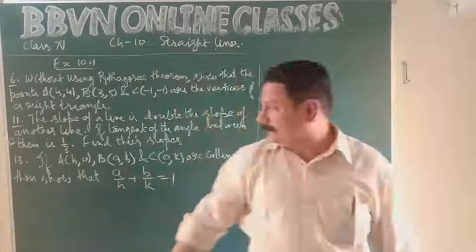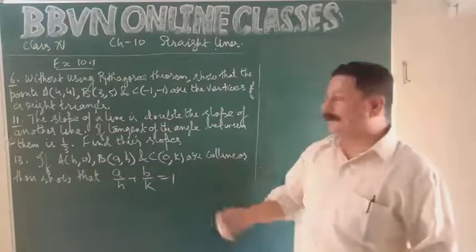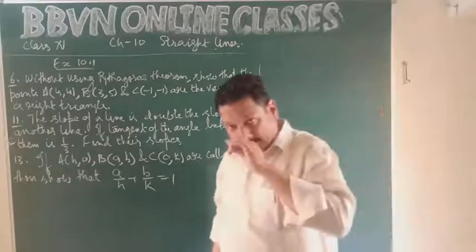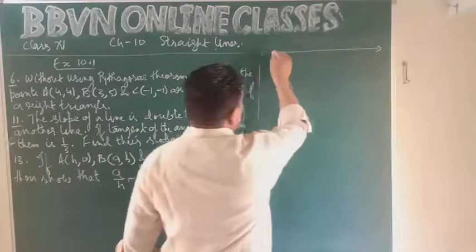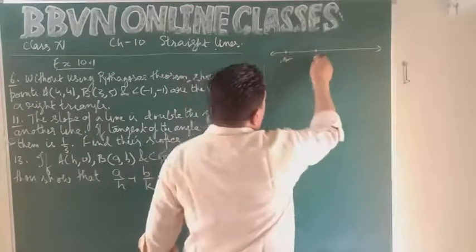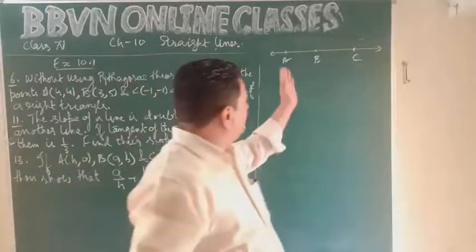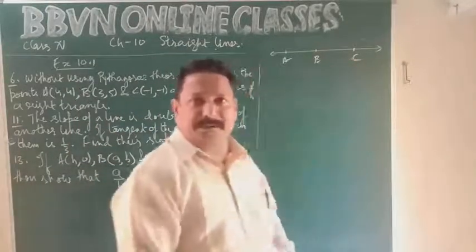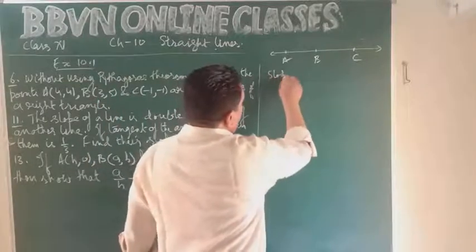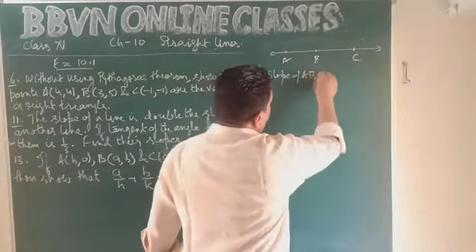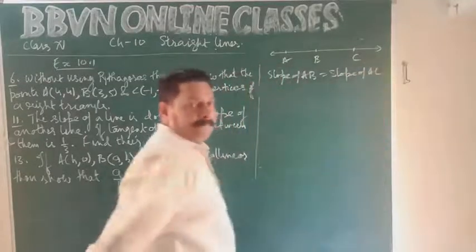Coming to the next question. Question says points A, B and C are collinear. Collinear means they lie on the same line. Now see children, 3 points A, B, C. If they lie on the same line, then the slope of AB will be equal to the slope of BC. Right? Since they are collinear. Slope of AB is equal to slope of AC.